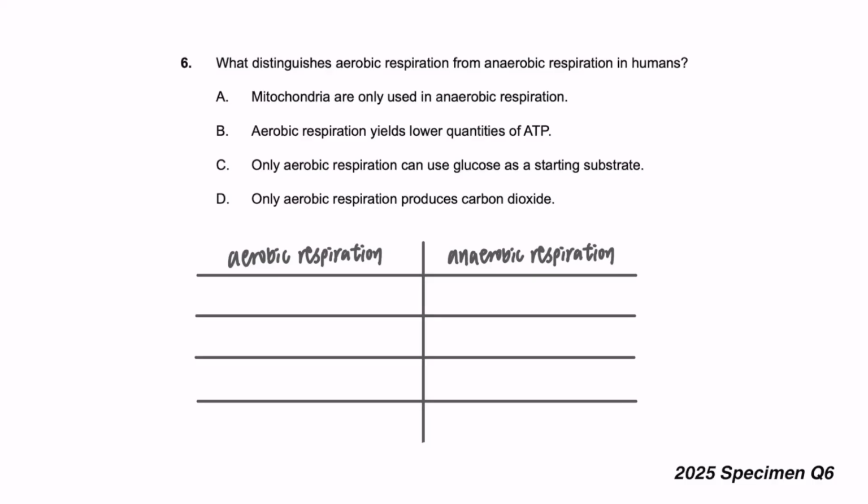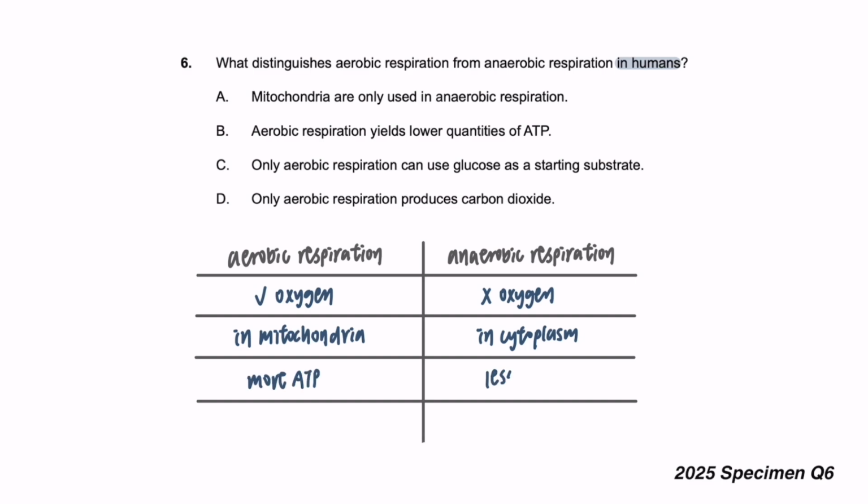Here are the differences between aerobic and anaerobic respiration in humans. Aerobic uses oxygen, while anaerobic does not need oxygen. Aerobic occurs in mitochondria, while anaerobic occurs in the cytoplasm. Aerobic produces more ATP than anaerobic respiration. Aerobic produces carbon dioxide and water, while anaerobic produces lactic acid.